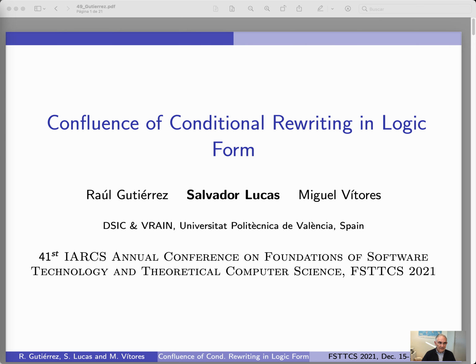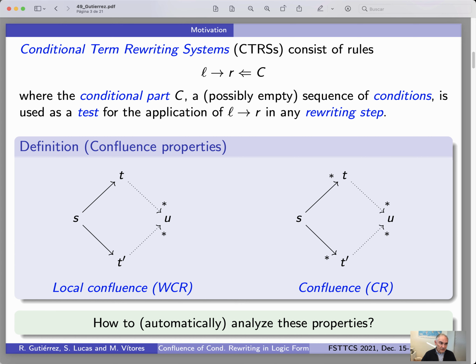Conditional term rewriting systems consist of possibly conditional rules. As shown in the slide, they have the usual left and right hand side of rewrite rules. However, an additional component C is added now. This component is a sequence of conditions which are used as a test for the application of the rule in any rewriting step. In this paper, we are interested in confluence of conditional rewriting.